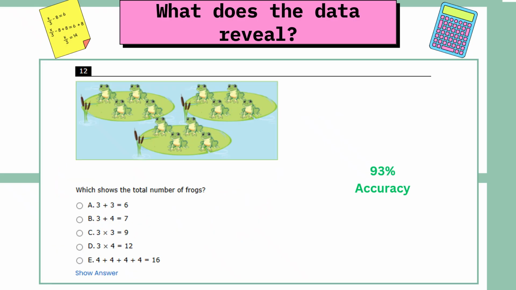The question you see below also had high accuracy, with 93% of students being able to get it correct. Teachers did attribute that accuracy also to being able to have a picture that helped reinforce the groups and also that product. And students were able to arrive at that answer with the three groups of four being 12.